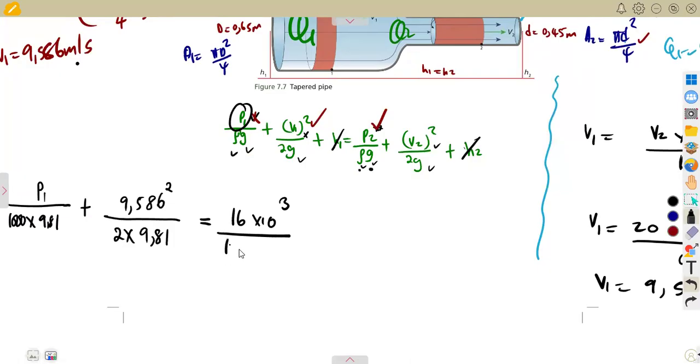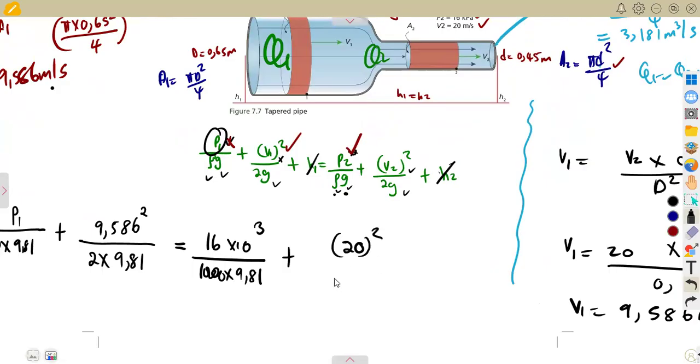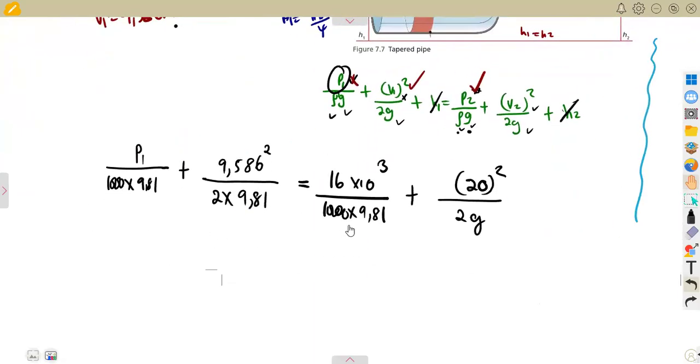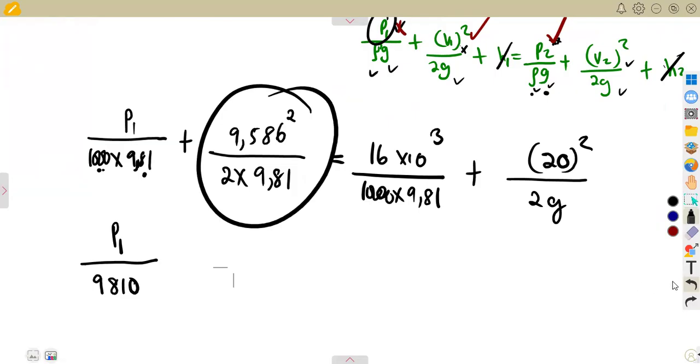The density again, 1,000. That's 1,000 times 9.81 plus V2, which is the original value that you're given there, which is 20. So that's 20 squared, so you're going to have 20 squared over 2g. The simplification there, guys, depends on the way that you want. As for me, personally, I prefer to just simplify this part, P1, then multiply this 1,000 times 9.81. Just multiply, you get the exact value, so that we do not have at the end so many values being affected. So this will give you 9,810 if you multiply 1,000 times 9.81.